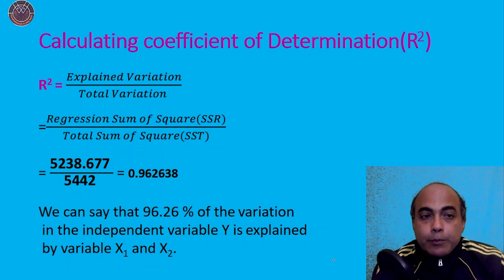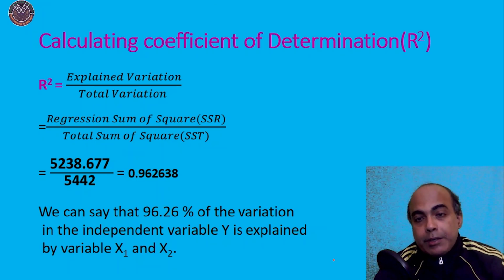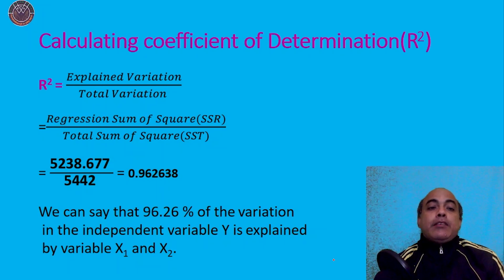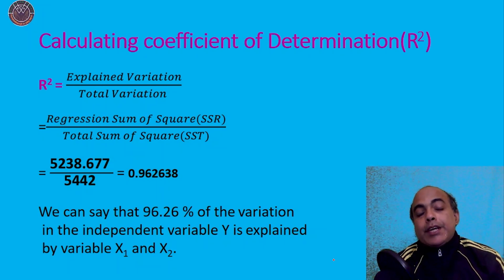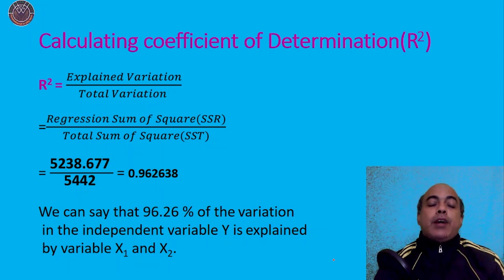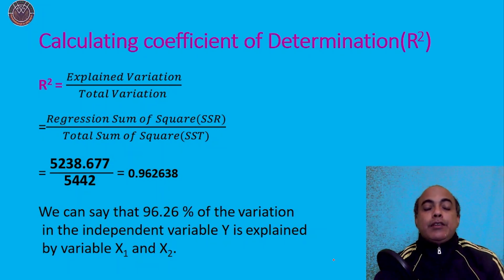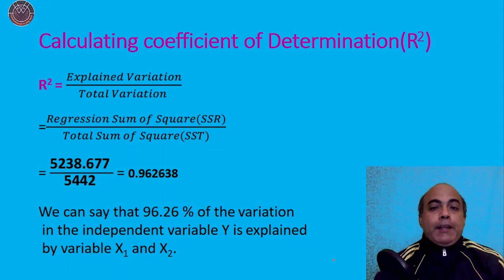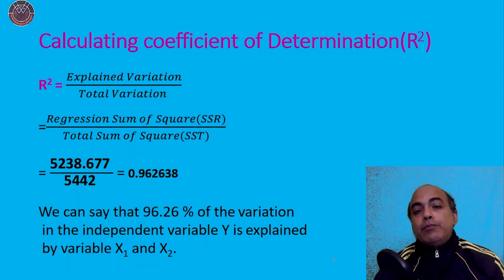Now we have to get the coefficient of determination. So what is the coefficient of determination? The coefficient of determination, denoted by r square, explains the power of our regression equation, or multiple regression equation. That means how efficient our multiple regression equation is at predicting or estimating the value of y. The value of the coefficient of determination varies from 0 to 1.